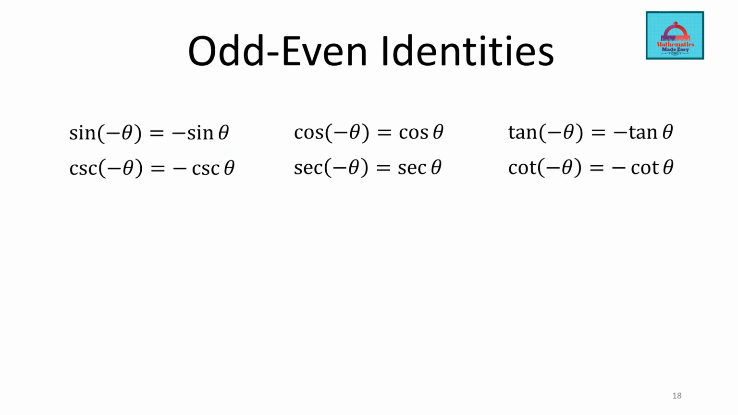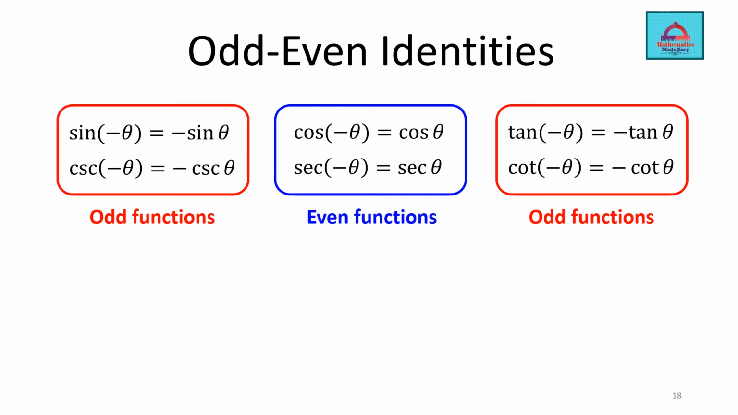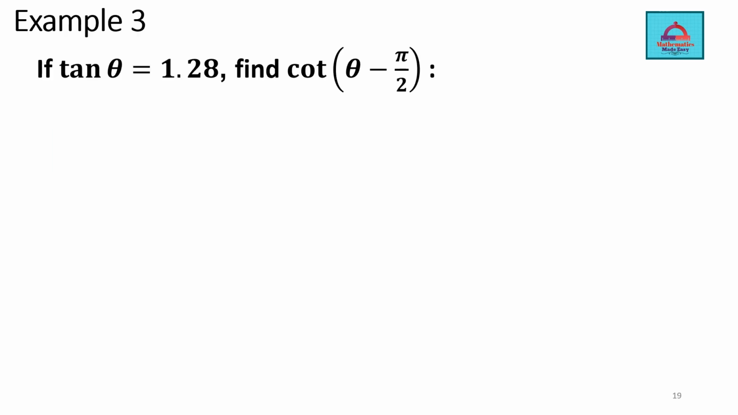So very simple. Sine is an odd function. Cosecant, its reciprocal, is also an odd function. Cos is an even function, so its reciprocal secant is also even. So the two odd functions are highlighted here and the even functions are highlighted with blue. So you have to remember which is odd, which is even, so that when you take the negative of the angle, you can simplify using this property. Let's take a question now.